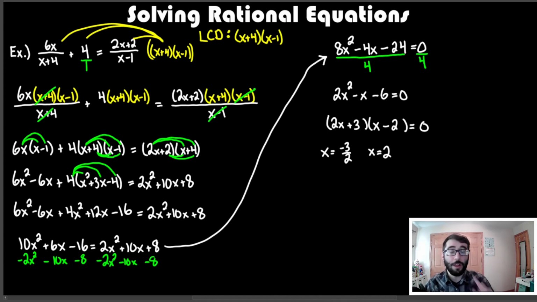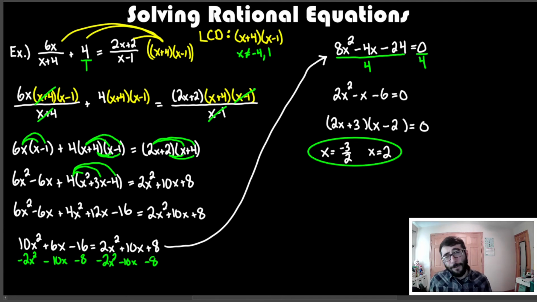But wait, we got to check for extraneous solutions. Remember, that generally comes from a solution being one of the domain restrictions. Well, if I look at what my denominators were, or I can just look at what my least common denominator was, I can see that x could not be equal to -4 or +1. Well, that's okay. I didn't get either of those as a solution. So what that means is that we don't have any extraneous solutions, and -3/2 and 2 are both going to work. And you can verify this by actually plugging it in for x and seeing that both sides equal one another, which they would for both of these.